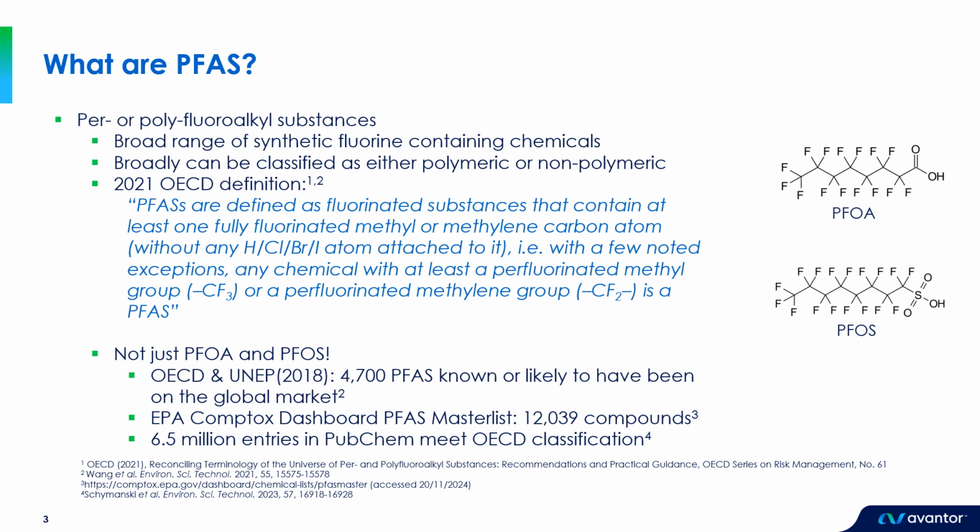In fact, the OECD and the UN Environmental Programme in 2018 listed just over 4,500 PFAS that are known or likely to have been on the market in the last few decades. In the US, the EPA maintains a database of PFAS, and as of last week, that contains a little over 12,000 compounds. Interestingly, recently, a broad analysis of the PubChem database actually identified over 6 million entries that meet the OECD classification for PFAS.